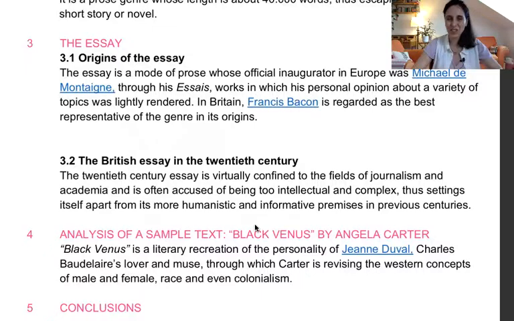The 20th century essay is virtually confined to the fields of journalism and academia, and is often accused of being too intellectual and complex, thus setting itself apart from its more humanistic and informative promises in previous centuries.